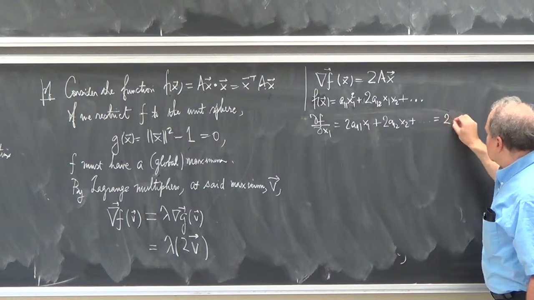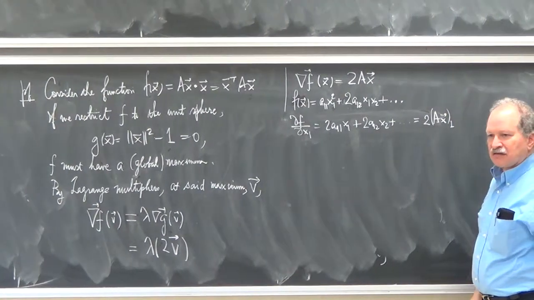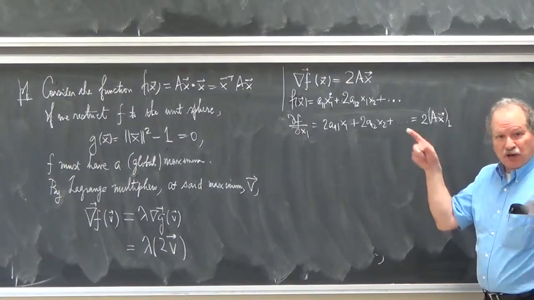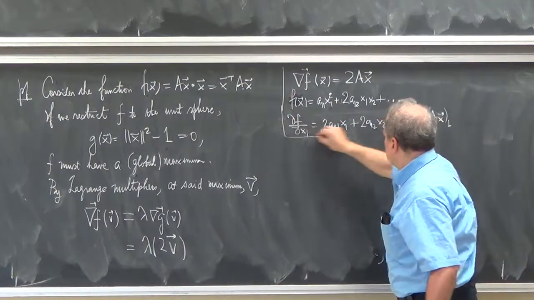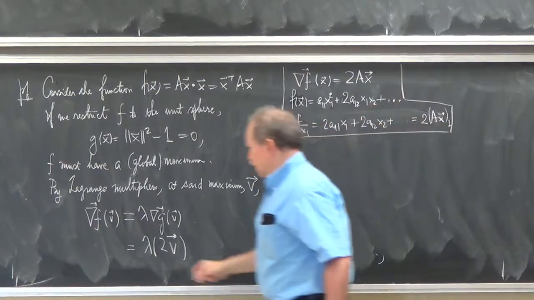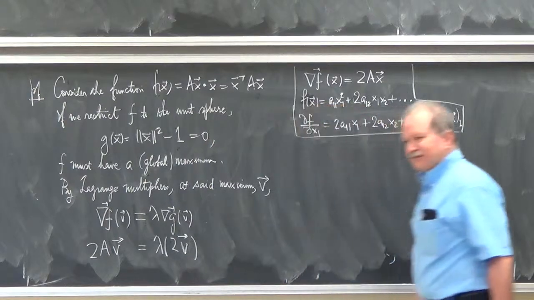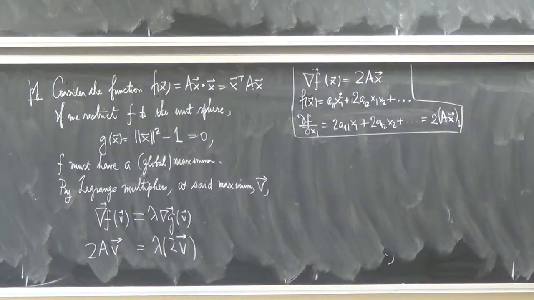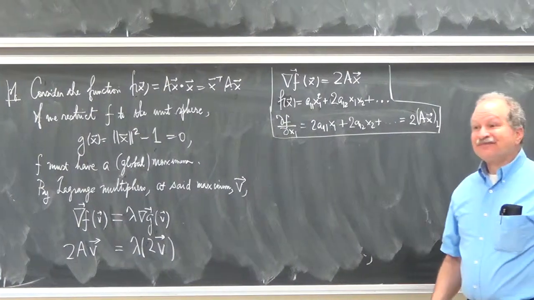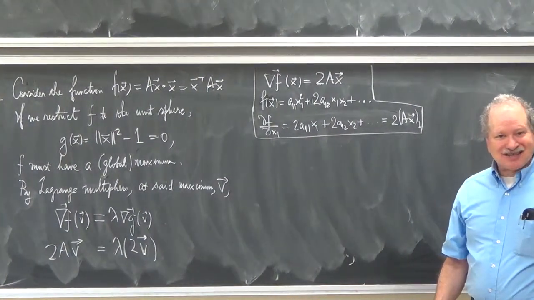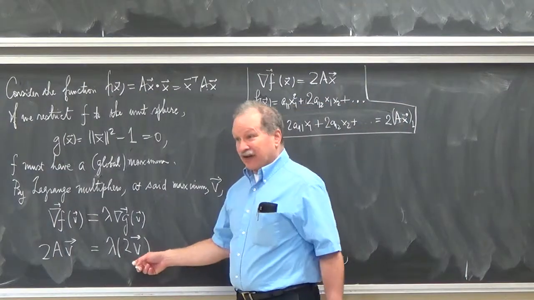So what am I getting here? I'm getting twice the first component of the vector A times x. First row, right? You multiply the first row of A times x, you get exactly this. So we're getting twice A v. So what do you see happens at the maximum point? A v equals lambda v, in other words? So we recover an eigenvector.